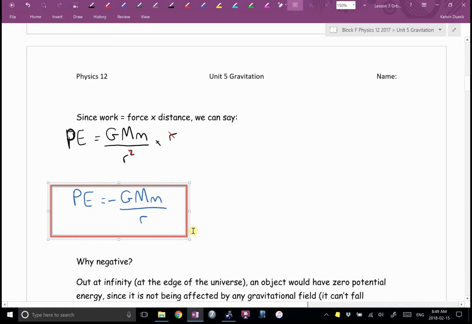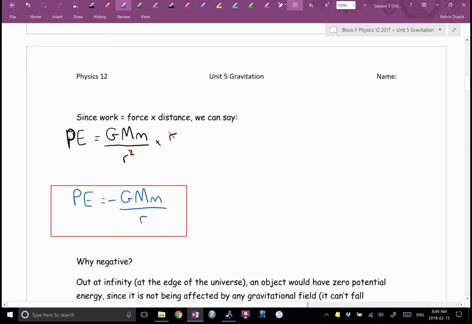What's big G? That's Newton's universal gravitational constant, 6.67 times 10 to the negative 11. That's what we have to put there to get our answers into newtons or joules or whatever. Big M, mass of the planet. Little m, mass of whatever you're lifting. R, how far you are from the center of the planet. Why negative? Who's in calculus? Because if you take the derivative of this with respect to r, you'll get force.